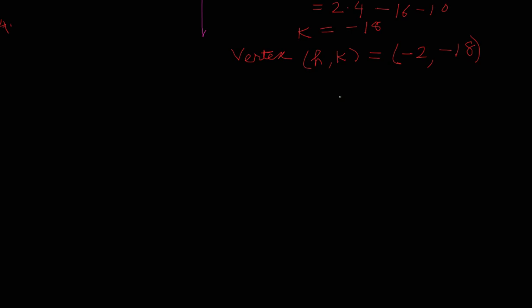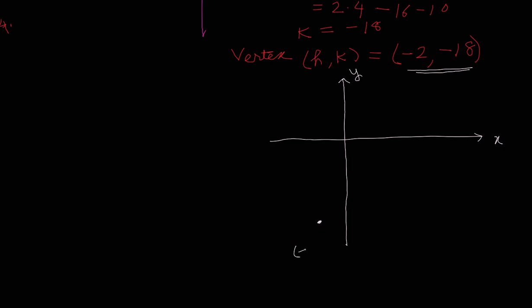So to plot, let me set up the problem. Here I have my y axis and this is my x axis. Now we found that my vertex is at negative 2, negative 18. So negative 2, negative 18 is somewhere here.